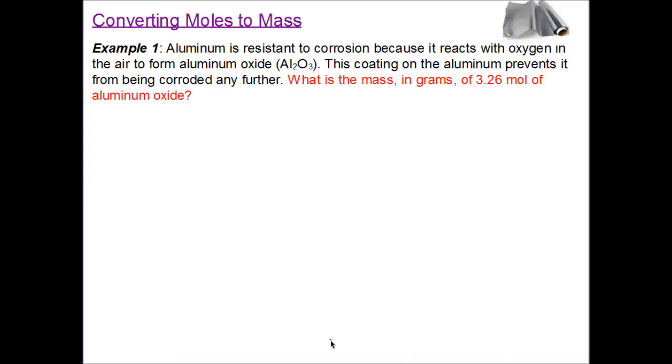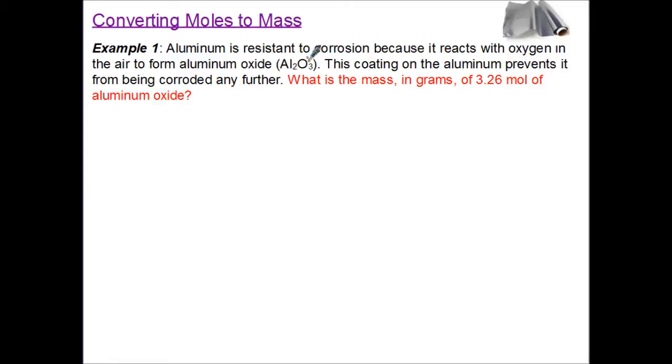Now, if you're handwriting your notes, what you basically need to do for this example is just write what's in red. The black part's just extra stuff. It says aluminum is resistant to corrosion because it reacts with oxygen in the air to form aluminum oxide, which is Al2O3. This coating on the aluminum prevents it from being corroded any further. What is the mass in grams of 3.26 moles of aluminum oxide?